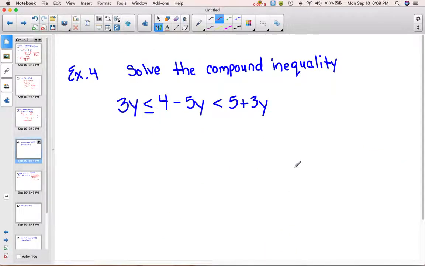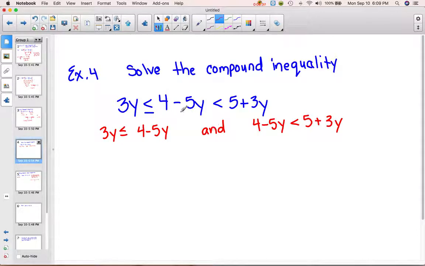Now, this is a compound inequality, and remember I said there would be an and or an or. This one, you can't really see it, but it's there. What this says is 3y is less than or equal to 4 minus 5y, and 4 minus 5y is less than 5 plus 3y. So this time we have an and, so you'll just separate that and then solve both parts. So here I'm going to add 5y and divide by 8.